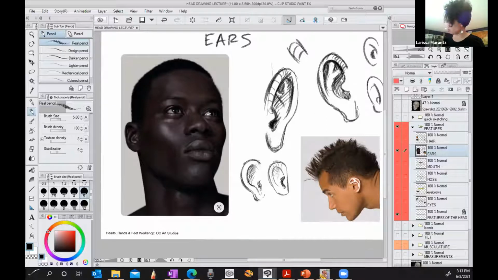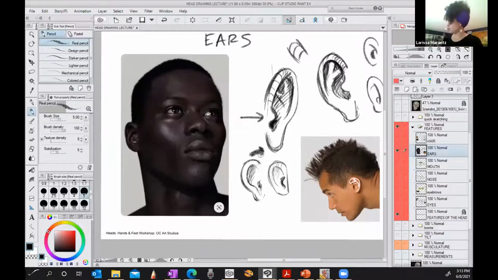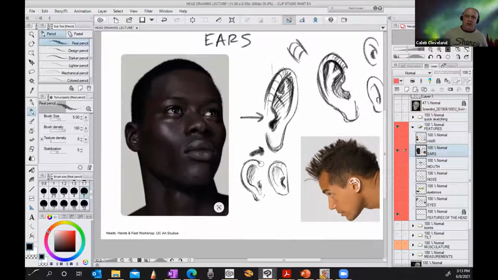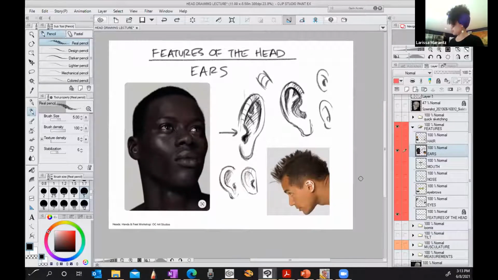You know what it's called, Caleb? This part here? Not the earlobe. Yes, that is. I'm drawing a blank. It is the tragus. There you go. Thank you, Kat, for that. Okay, so that is the ear.